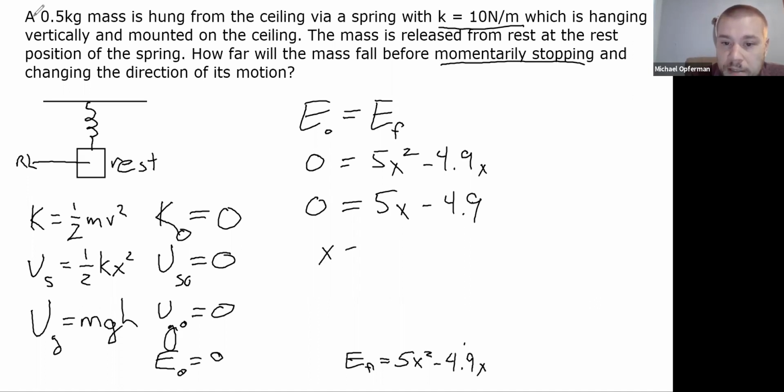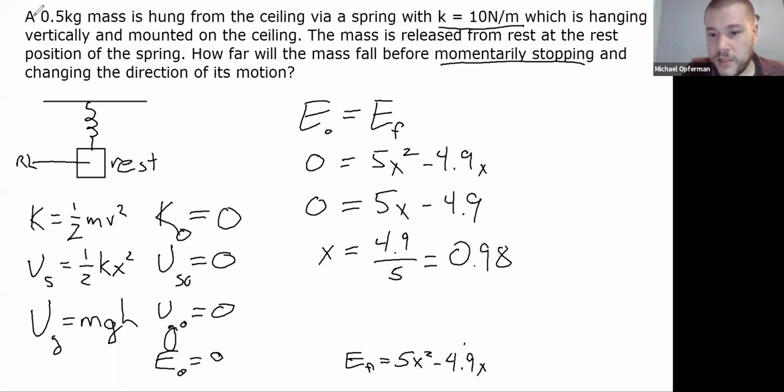So I'll have x equals 4.9 over 5, which is just a bit less than 1. What is it, 0.98? Here's my calculator. Just double check that number. Yes, 0.98. And that's in meters because this was all in SI.